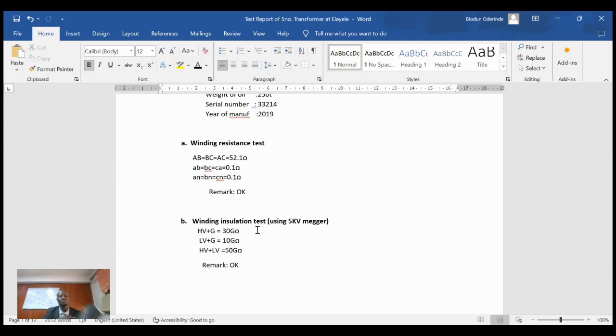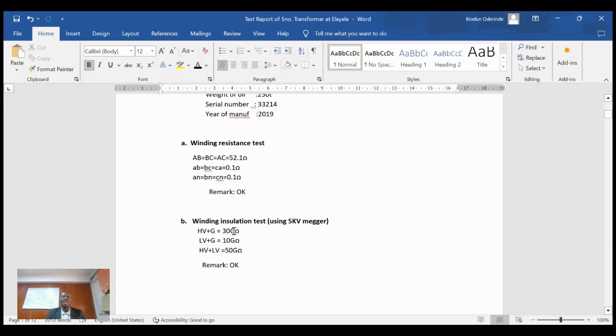As you can see, there must be insulation between the primary side, that's the HV side, and the ground. There must be insulation between the secondary side, that's the LV side, low voltage side, and the ground. HV is the high voltage side. G is the ground. The ground we are talking about here is the body of the transformer. As you know, the body of the transformer must be grounded. So we refer to the body of the transformer as ground because it's connected to the earth.